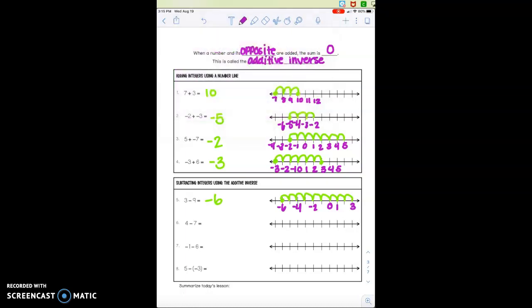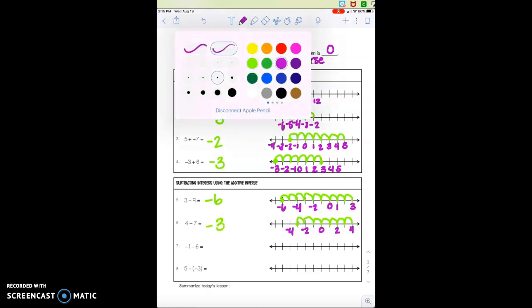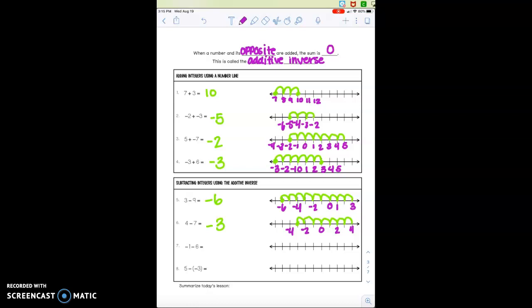Same thing for this next one here. I'm going to start at +4 and start going to the left because once again I am subtracting. When you are subtracting a positive number, you go to the left. So I have $4, I borrow 7, and I now owe that person $3, or I am in debt $3. Debt is always negative. The answer is -3.